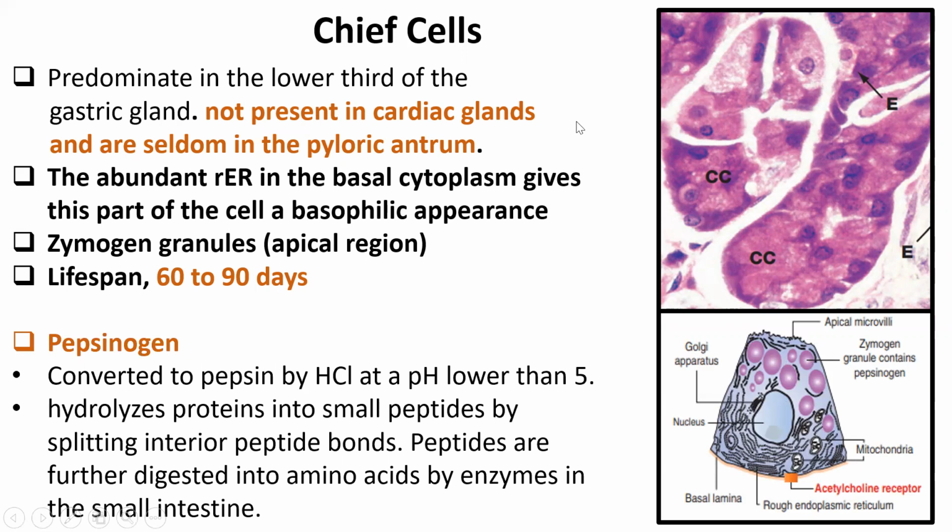Again, as I mentioned earlier, the main thing they do is make pepsinogen and convert it to pepsin by the HCl at a lower pH of 5. So the parietal cells will make the HCl, the chief cells will make pepsinogen, and then pepsinogen will be converted into pepsin by the HCl. It hydrolyzes proteins into small peptides, so they can be absorbed later. And these peptides are further digested into amino acids by the enzymes in the intestine. So they break it down for the intestine, so it's ready to be digested.